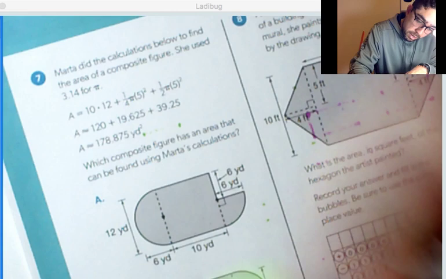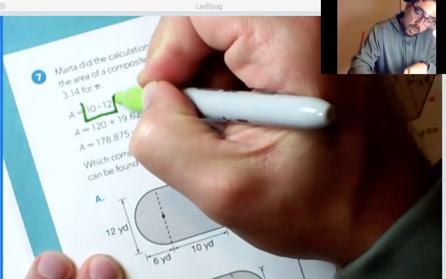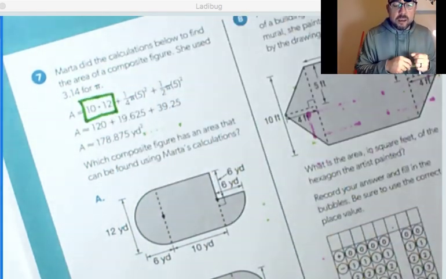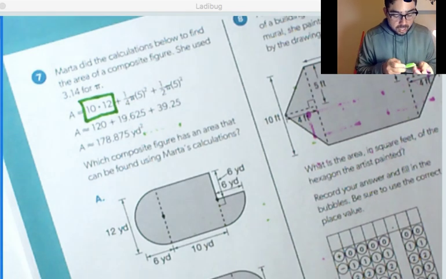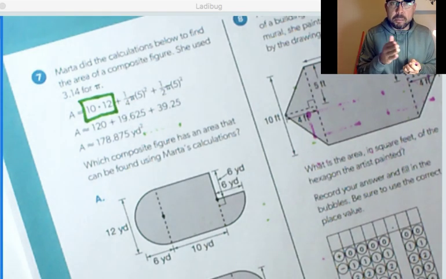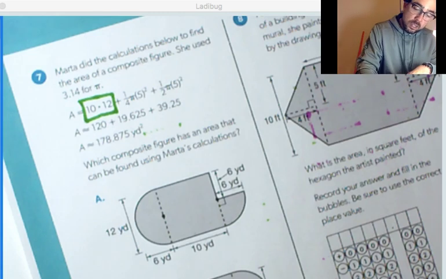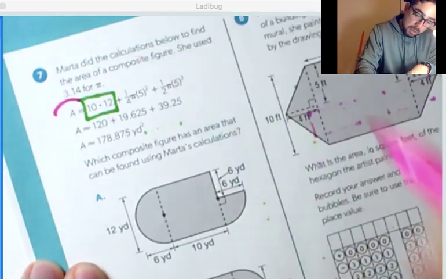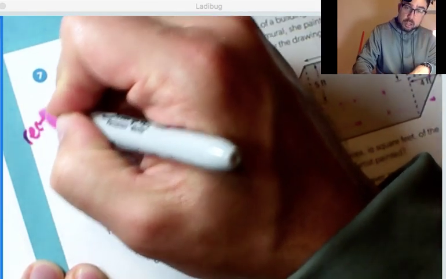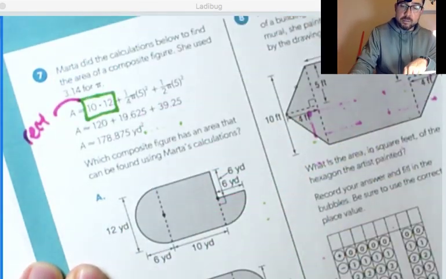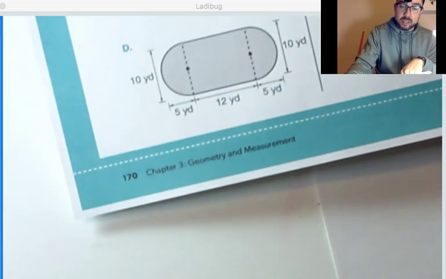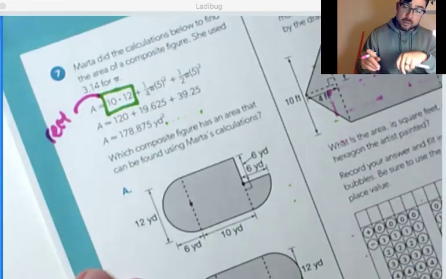She did a couple things. She did this right here, 10 times 12, which, if I'm thinking of any of the objects that we've been finding the area for, whenever we multiply 2 numbers, it's usually base times height, and that's either going to be a rectangle or a parallelogram. So keep that in mind, right? I'm thinking that this is maybe a rectangle. If I look at all the answer choices here, there's nothing but rectangles there. So I feel like that's probably a rectangle.